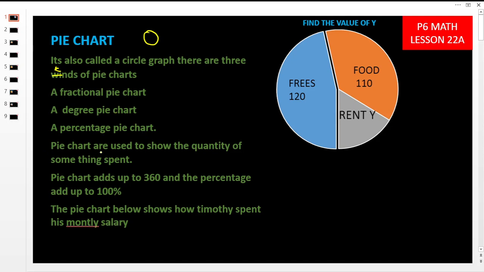Now they're telling us that pie charts are used to show the quantity of something spent. Pie charts add up to 360 degrees, and these pie charts that add to 360 degrees, we call them the degree pie charts. For example, if we have this circle graph, this is our circle. It is divided into two semicircles. So we have this upper semicircle and this lower semicircle. Now this semicircle is the size of a protractor. So from here it's 0, then up to here it is 180 degrees.